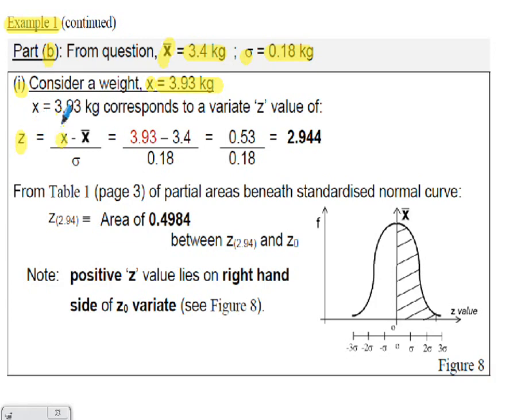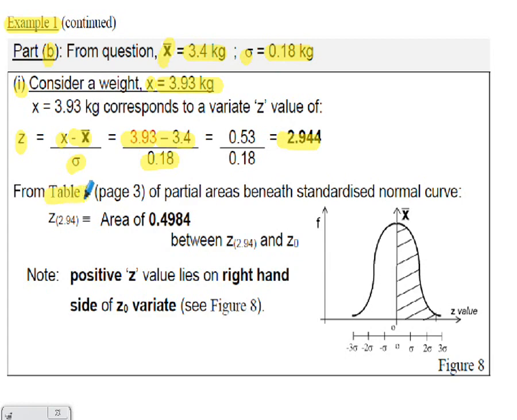To calculate the variate, it's always x take away x bar upon the standard deviation. So in this case, the x is 3.93, take away the 3.4 for the x bar, divided by 0.18 for the standard deviation. Evaluating that, we get 2.944 as a z value of 2.944 standard deviations.